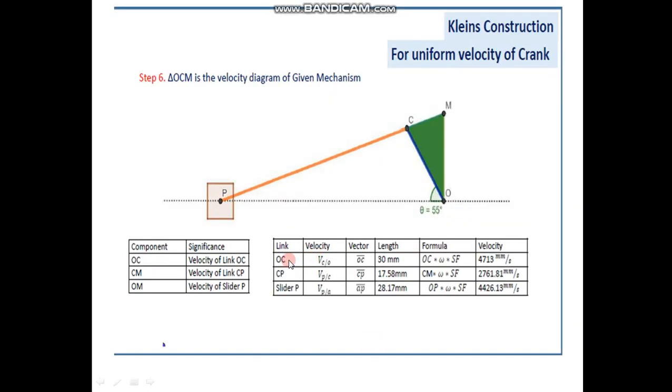So this is your solution. Here OC, CP and slider P are the links. Velocity vectors are these. Now this OC is equal to how much? 30 mm as we have drawn. CP is actually CM here, and this is the slider path. It shows basically the vector AP and all this.